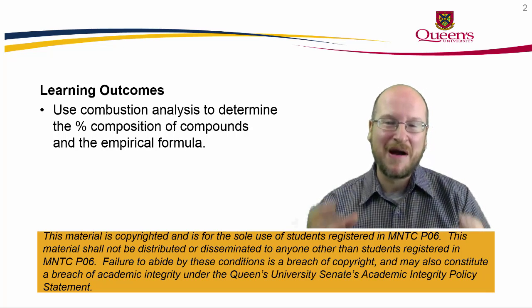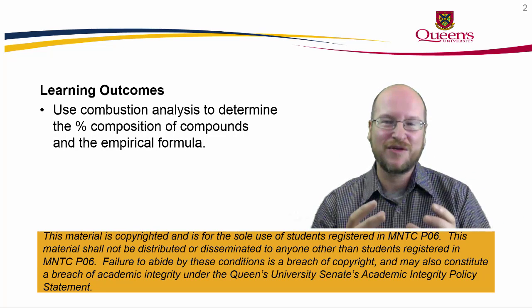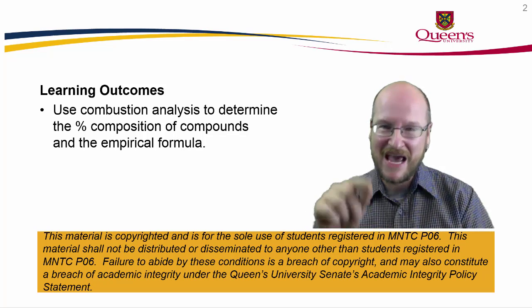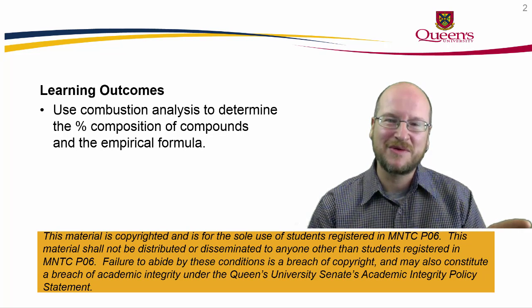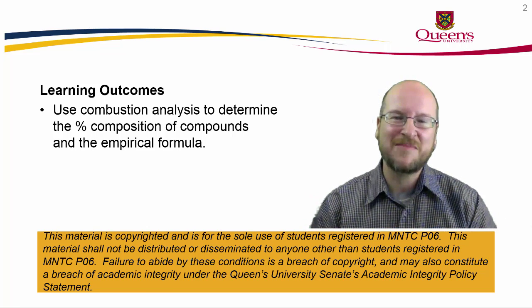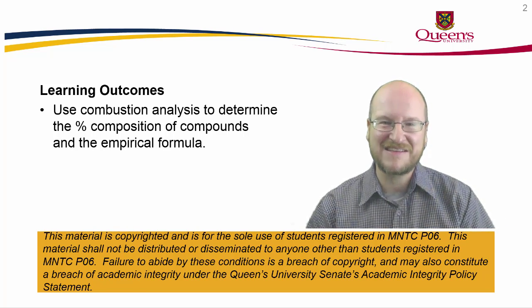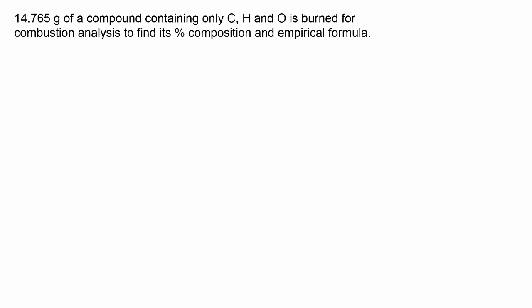It's really interesting how burning stuff and collecting all the products from that combustion, analyzing the products, can tell us things about what we started with in the reactants. So I'm going to go through an example here in detail, and you're going to get a sense of this. Here's the question. 14.765 grams of a compound containing only carbon, hydrogen, and oxygen is burned for combustion analysis to find its percent composition and empirical formula.